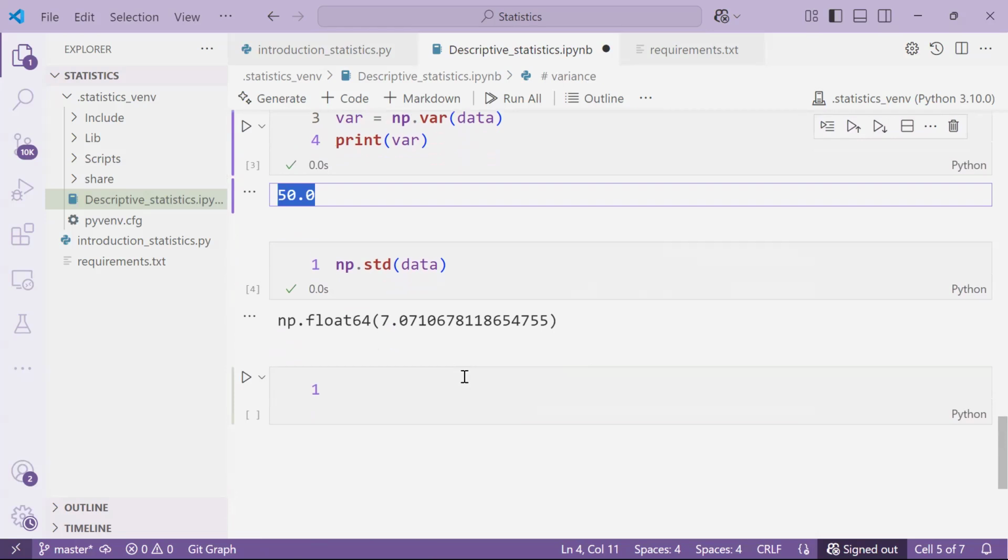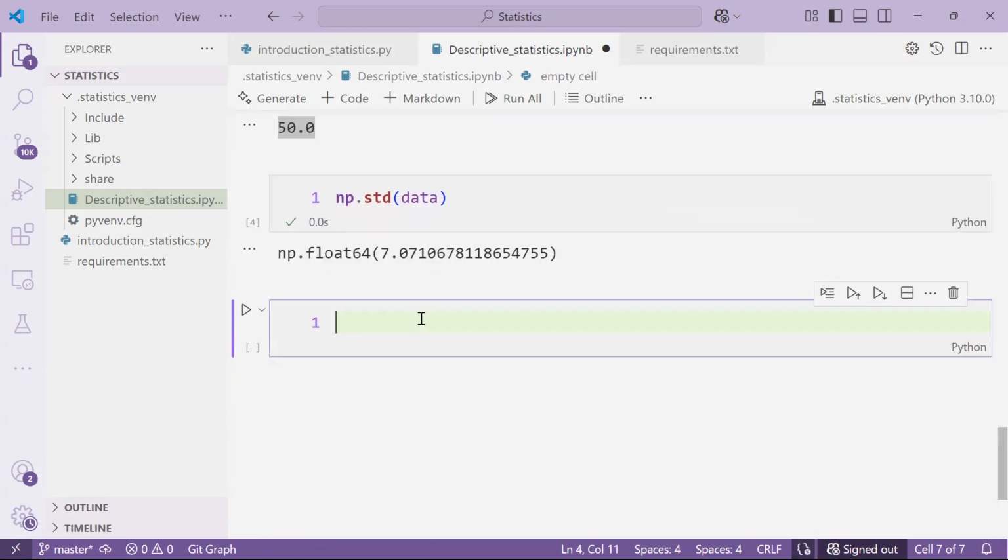And for calculating the interquartile range, whatever data we have, first we calculate Q1. Q0 means, as I already told you, our minimum value.